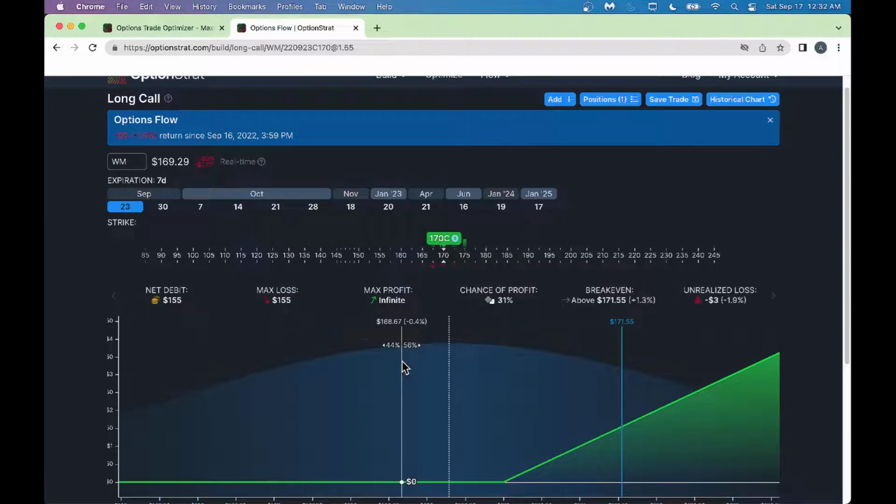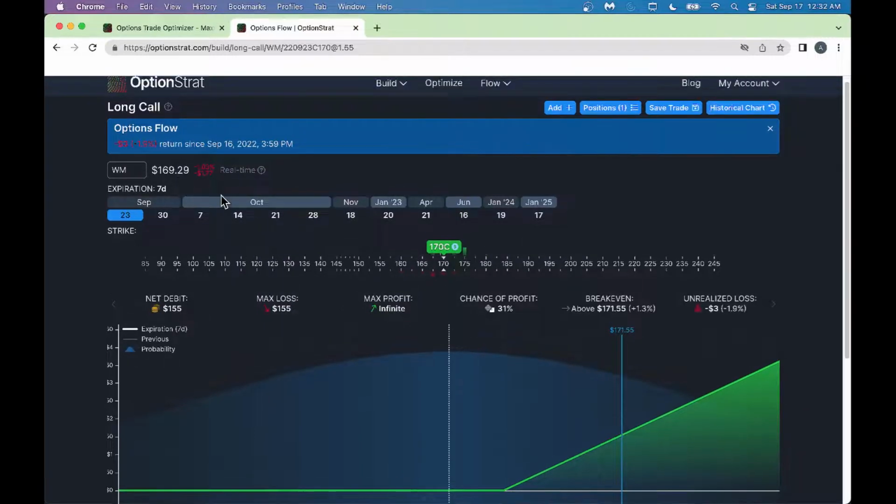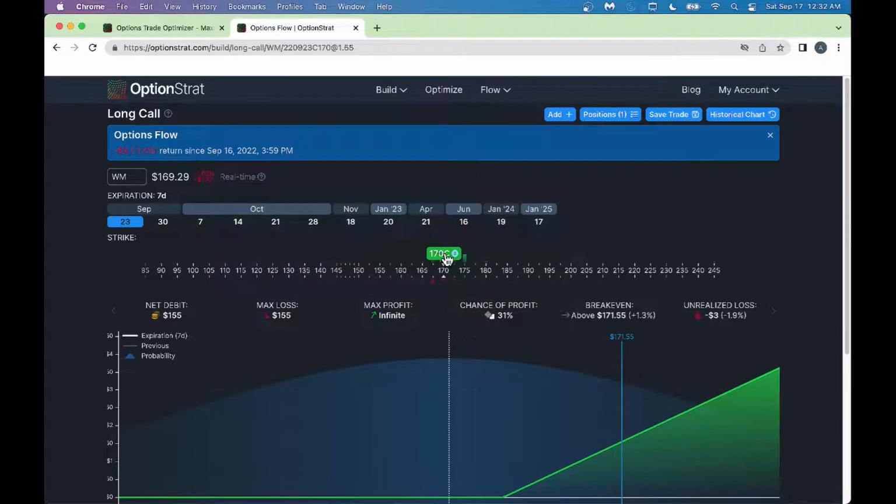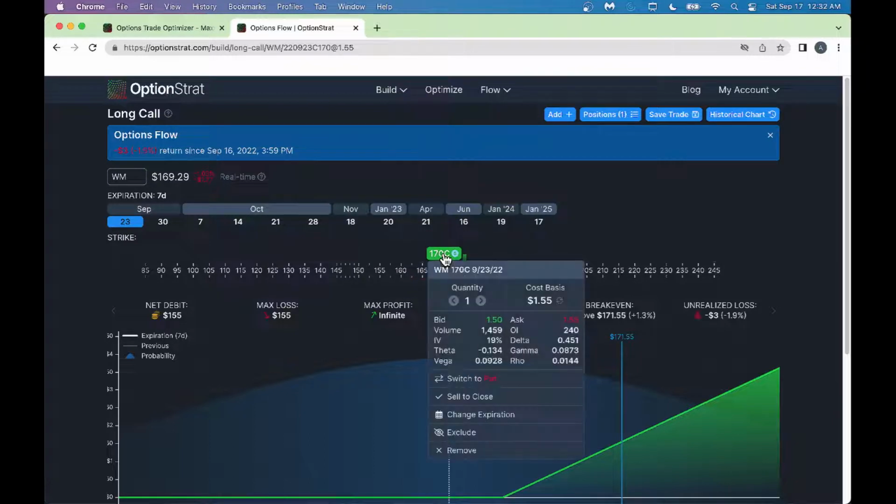Look, these folks have got waste management here, and they really bought a 170 call. Right now stock price is 169. I think they're pretty optimistic this will go higher. And expiration day is just 7 days. Within 7 days looks like they're pretty sure stock will go higher. Look, nice looking volume here. So I think you could follow these guys here.